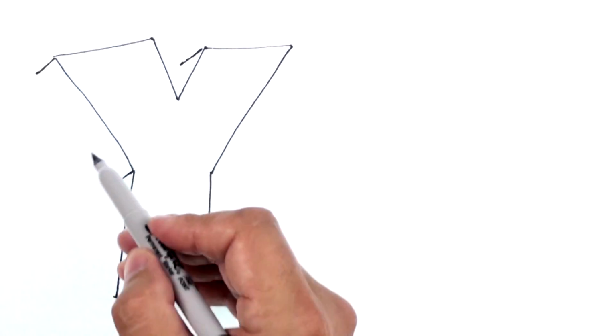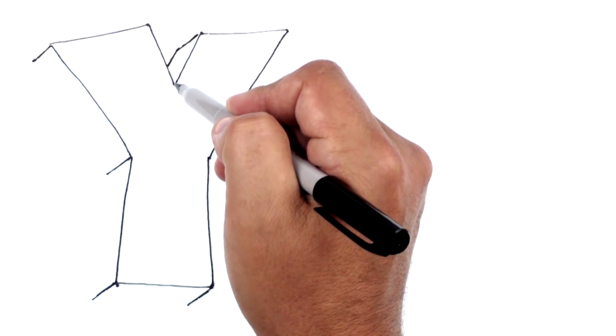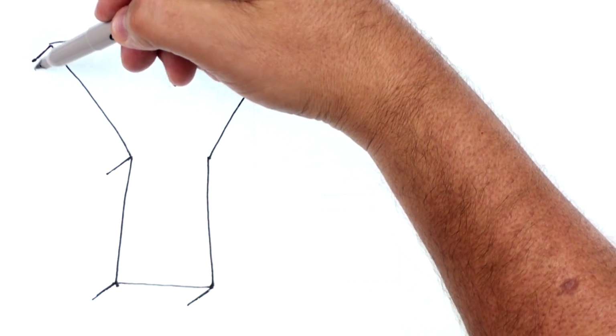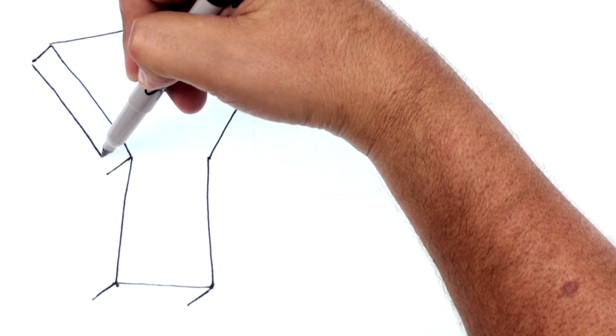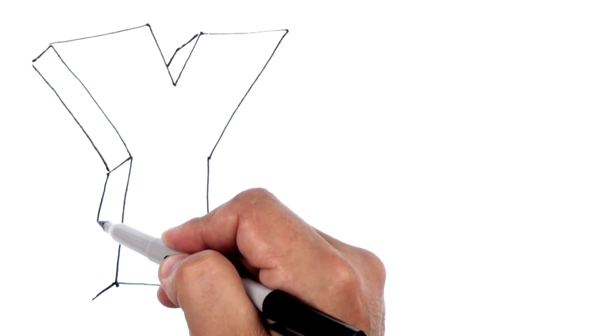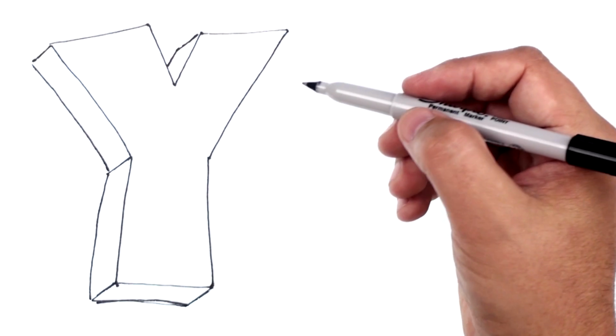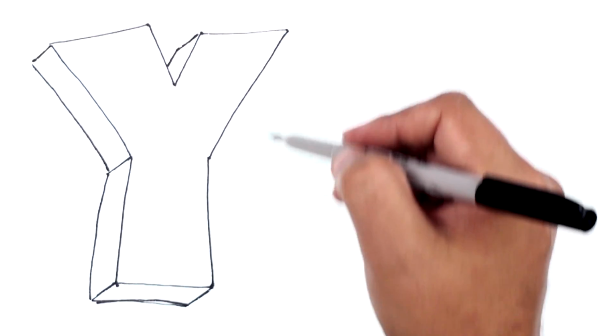We want to keep these coming at the same angle. Something like that. You can move this up a little bit. And then we're going to do parallel edges here. Here we want to do parallel. Like that, and stay parallel to this. And same here. Just like that.